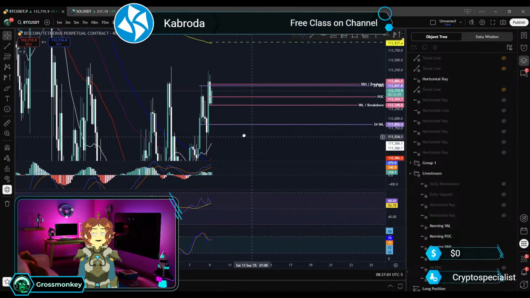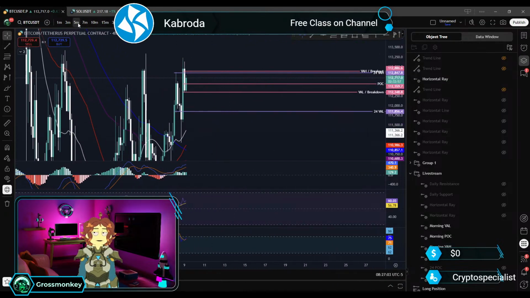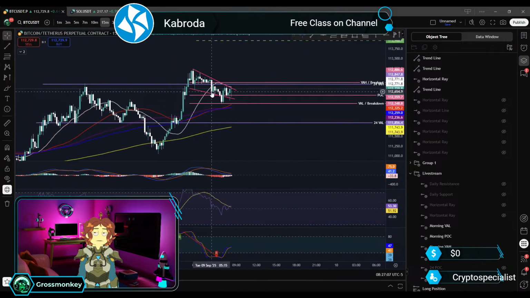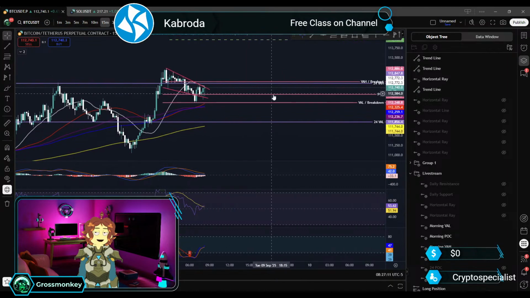It's kind of just continuing up, is what the 4 hour shows. So we'll see what happens. If we get that break of that flag and that retest of the volume area high, then I will be looking for that upside trade. But as of right now, it still could go either way.